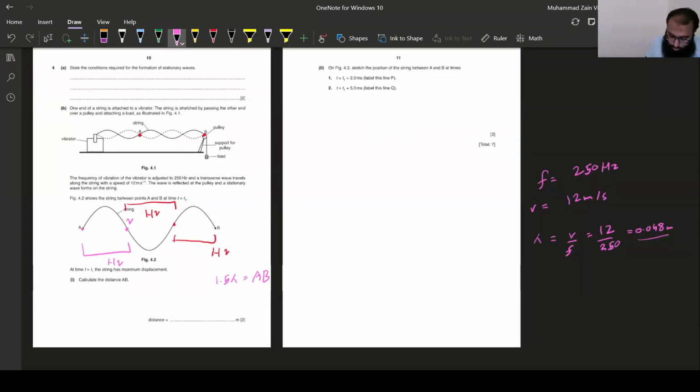Now what's lambda? I just substitute the value of lambda which I found out here, 0.048, and I'll get the distance between point A and point B, which will come out to be 0.072 meters. So this would simply be my answer. And obviously for this, we do need to know the distance between nodes and antinodes and all the stuff I just told you.